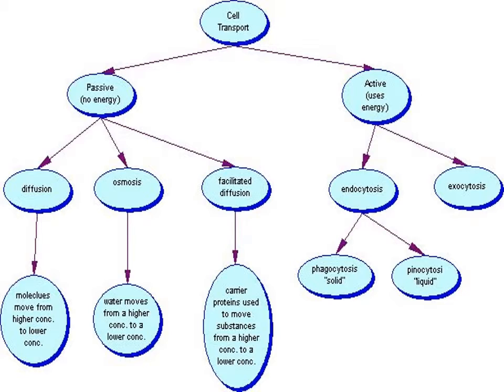In comparison, active transport is the movement of materials against a concentration difference and requires energy. There are a few types of active transport. Endocytosis is a process whereby the cell takes materials in by means of enfolding or pockets of the cell membrane.